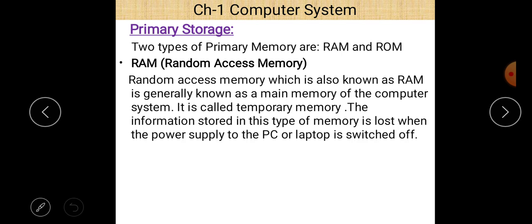So RAM is also called the main memory, and data is there until the power supply is on, and when the power supply is off, data is no more in random access memory, and it is a type of primary memory. So this is the definition of a random access memory.